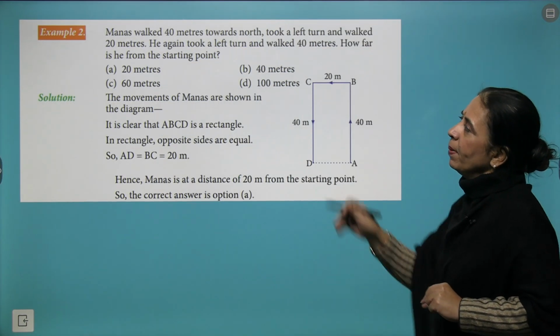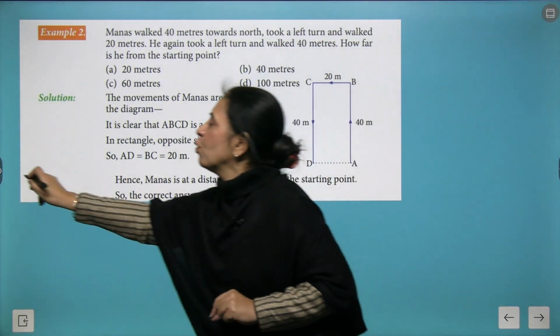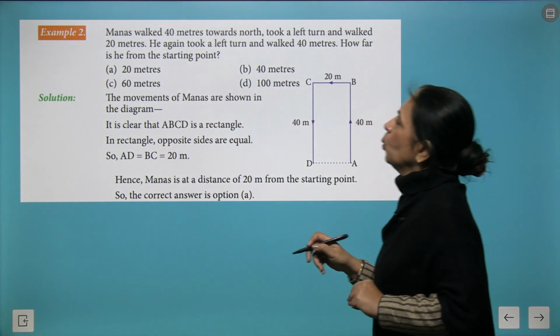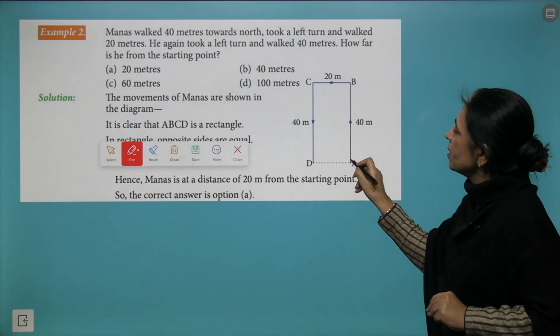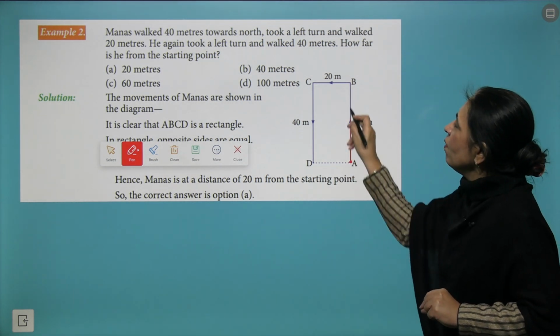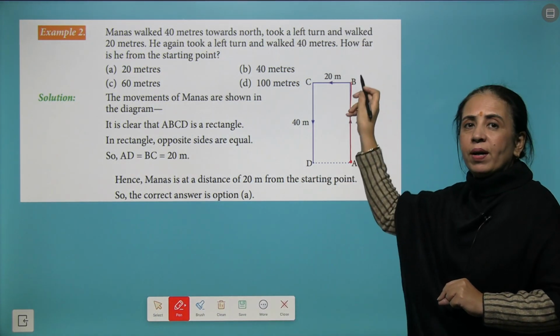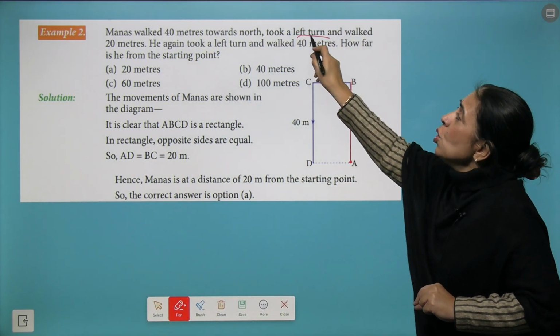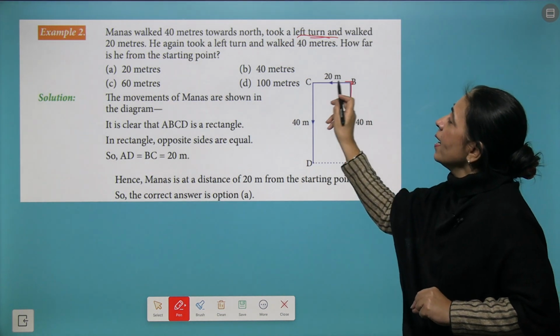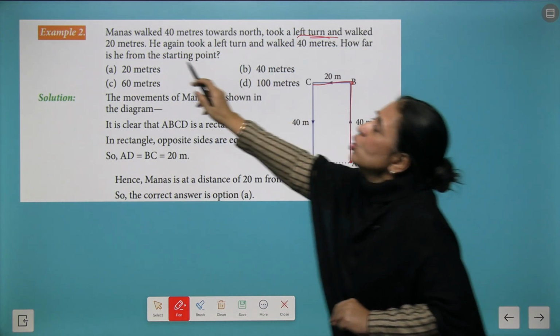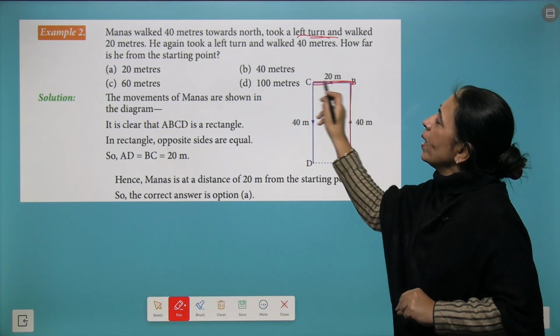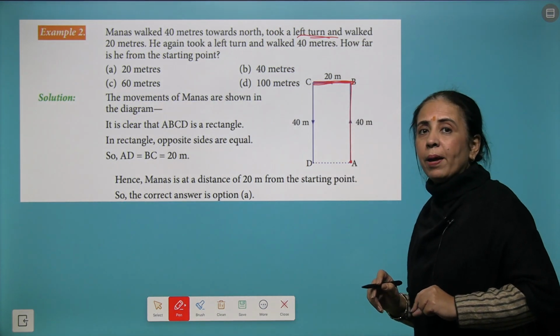Take one more example here. Manas walked 40 meters towards north. So let's say this is the starting point for Manas. He walks 40 meters towards north, so it is upward direction. Then took the left turn. From here he is taking the left turn and walked 20 meters. So this is 20-meter distance covered by him.